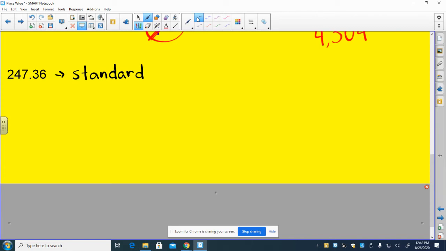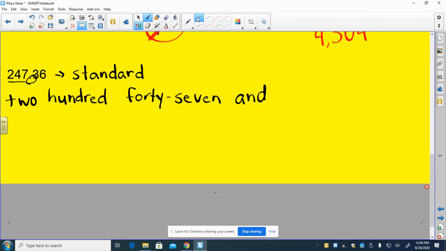So I can see right here my whole numbers. I have 247. And I know this is a decimal, but you do not spell out the word decimal here. When you are doing word form, you signify or show that there is a decimal in the number by using the word and. 247 and, that is going to mean to put a decimal. 247 and that number is 36.